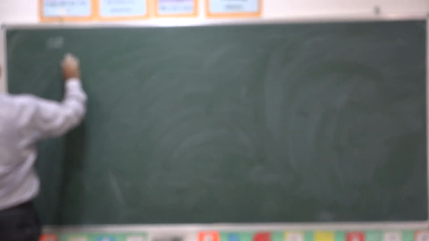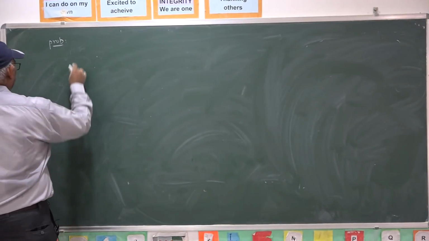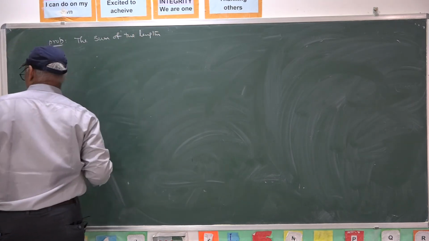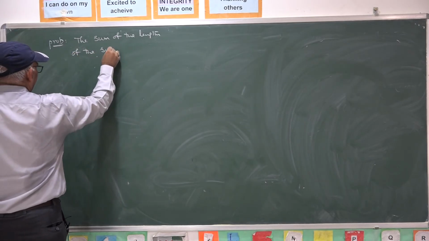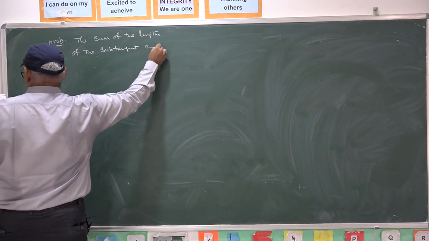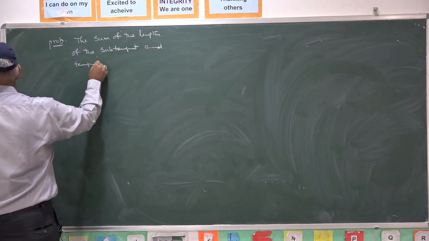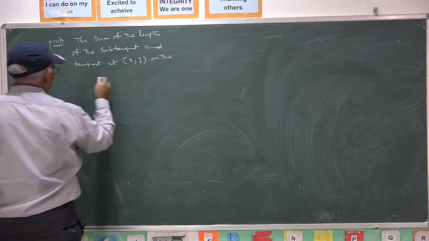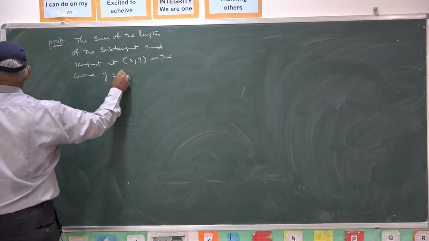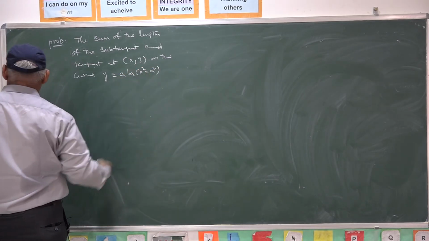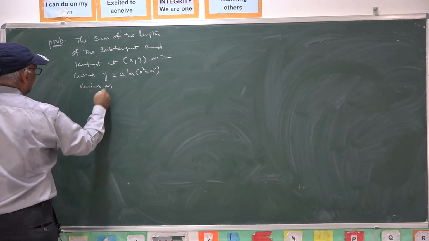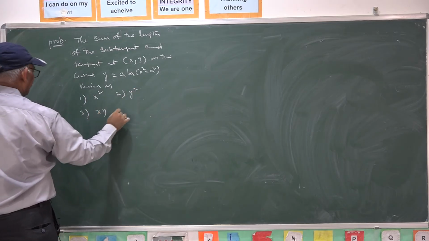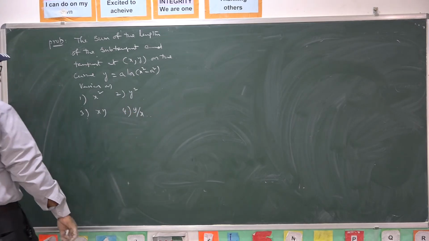Another problem. The sum of the lengths of subtangent and tangent at x comma y on the curve y equal to a log x square minus a square varies as: the first option is x square, the second option is y square, the third option is xy, the fourth option is y by x.